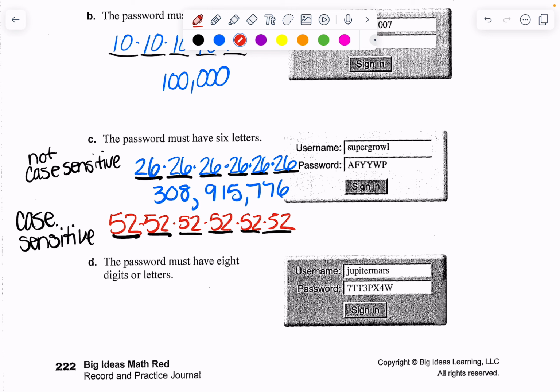Give me 1 second. You should end up with 19,770,609,660 possible combinations just by if it's a case-sensitive password, okay?